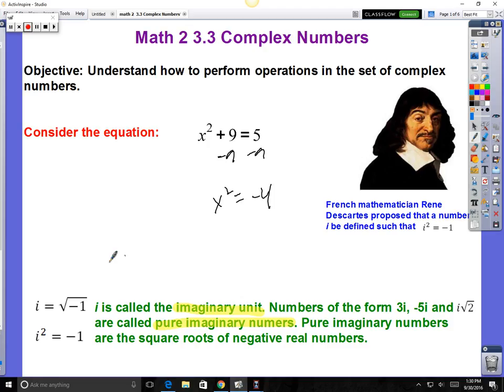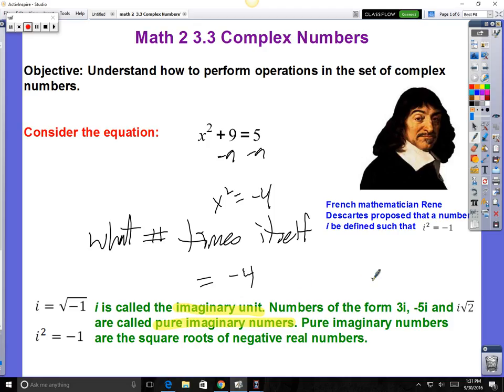Because the equation is asking you what number times itself equals a negative 4. Are you good with this? There is no number on the real number line that times itself is negative 4. Because any number you choose from the number line, if you choose a positive 2 times a positive 2, it results in a positive 4. A negative 2 times itself, a negative 2, results in a positive 4. Any number on our number line times itself will result in a positive. So there is no number times itself that will result in a negative.